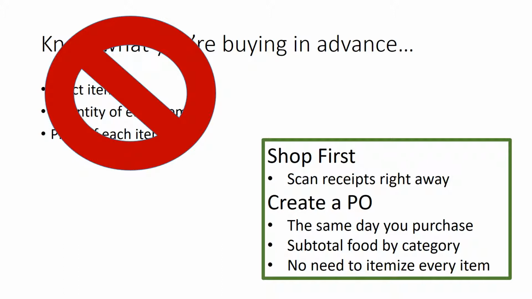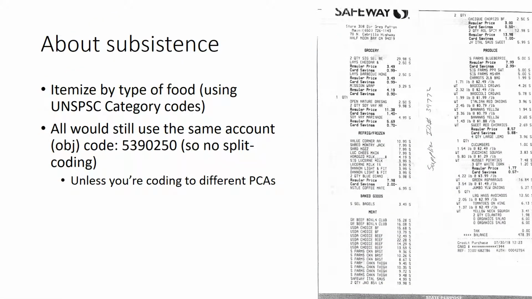You don't need to itemize every item. But first, what are these categories? At the time of making this video, the most recent direction I have received is that you do not itemize every single item, but different types of food must be broken into separate line items by their UNSPSC category codes.